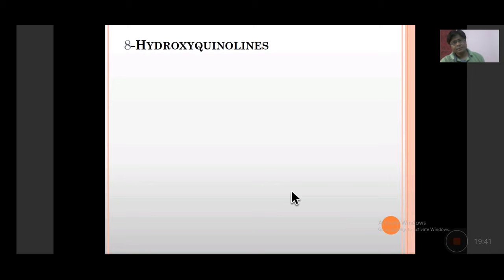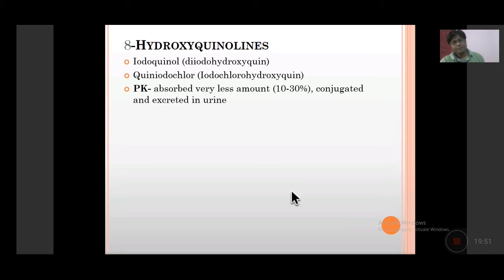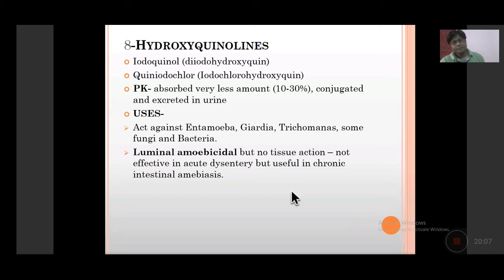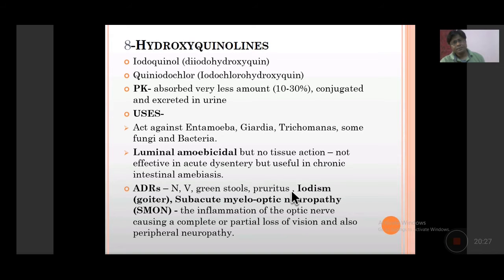Then comes this group, 8-hydroxyquinolones, that is iodoquinol, clioquinol, iodochlorhydroxyquin. They are again absorbed in very small amounts, 10 to 30%, which is good. So they act against Entamoeba, Giardia, right? And not only that, they are also helpful in treatment of some fungal and bacterial infections. So they are purely luminal amoebicidal agents without any tissue action, and not effective in acute dysentery, but useful in chronic intestinal amoebiasis. So these are the drugs which should be added with those amoebicidal agents which are not having any luminal action.